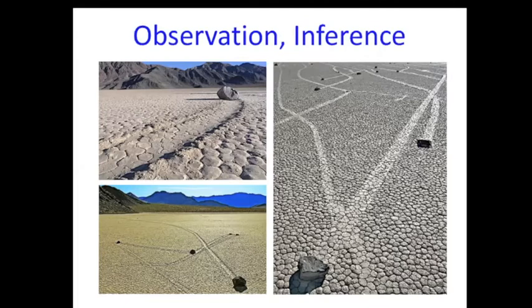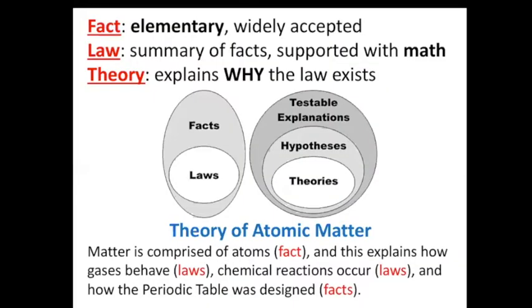This is real. In Racetrack Playa in Death Valley, we think these rocks are moving. The question is, how and why? And that's the next part of the scientific method, right? We want an answer now. We want to know what's going on here. So we take those observations, we make inferences based on that, and we then discuss it until we reach what are called facts. Once we are able to experiment with facts and add some mathematical backing to that, we can formulate what is called a law.